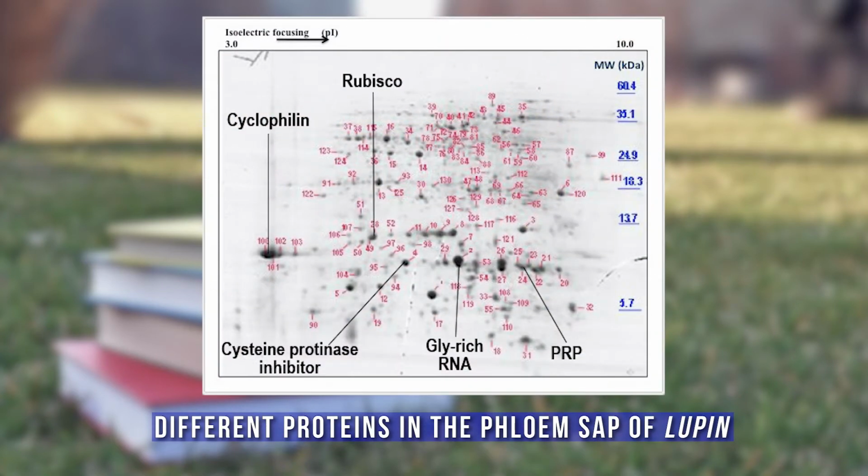Now ideally the function of the sieve tube becomes clear when we consider the components present in the phloem sap, and that includes the cyclophilin, the rubisco, the cysteine proteinase, the glycine-rich RNA binding protein, the PRP. So different types of protein components are there, which include the photosynthetic machinery also. So what can we say when we do the 2D gel electrophoresis? Different types of protein are distinctly produced inside the phloem tissue, which definitely indicates the dynamic nature of the sieve tube.